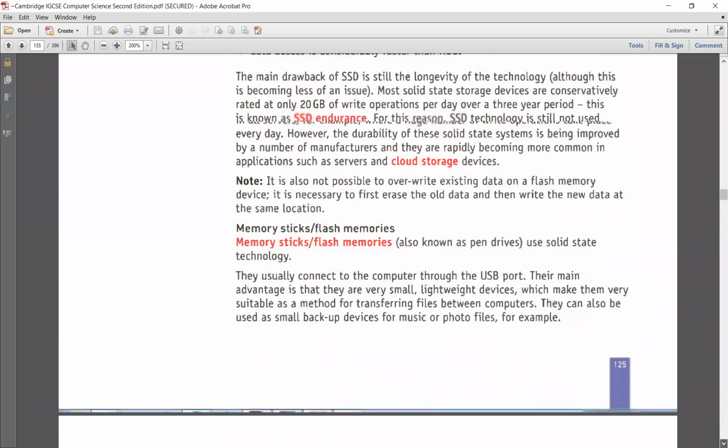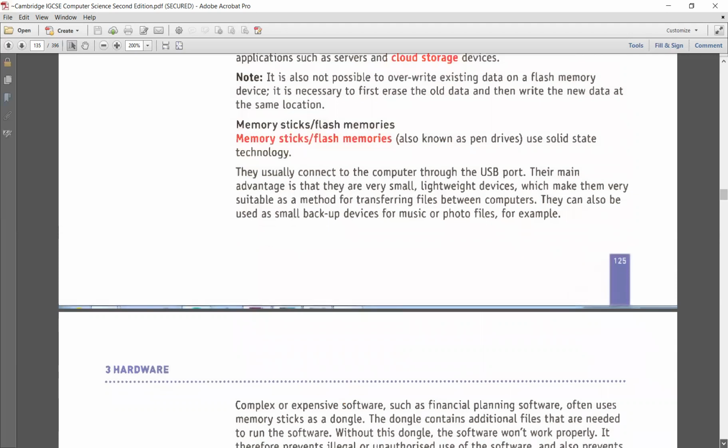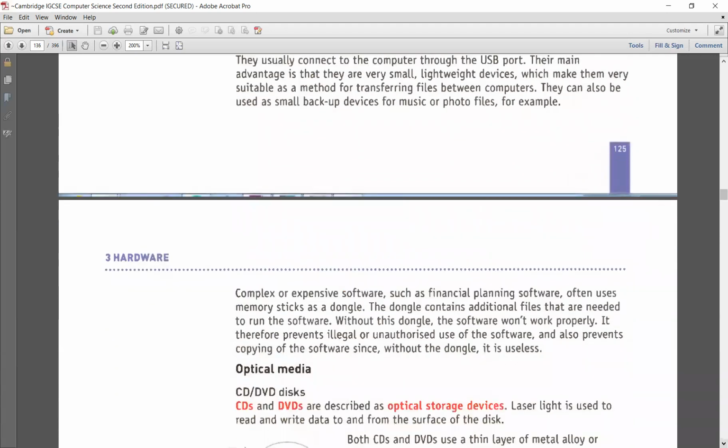Then you need to know the memory stick or flash memories. What are they meant for? They make our life easy by storing the expert system on them. Lastly, we need to know the optical media.